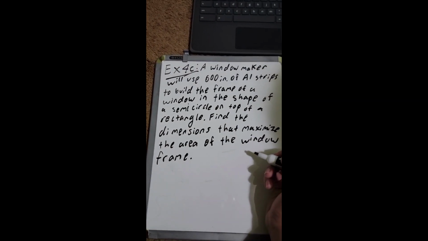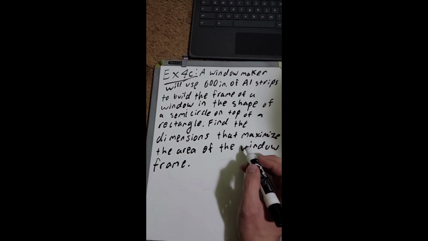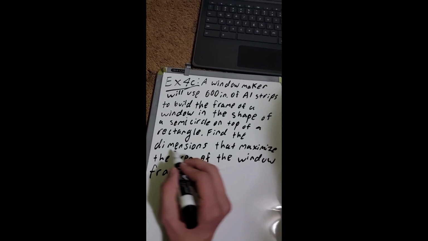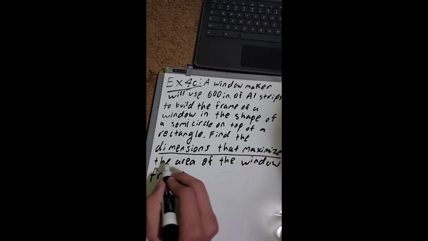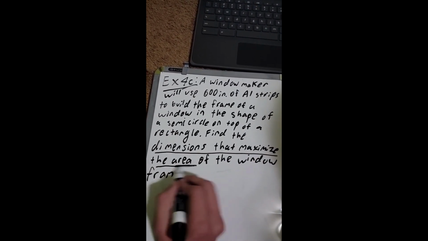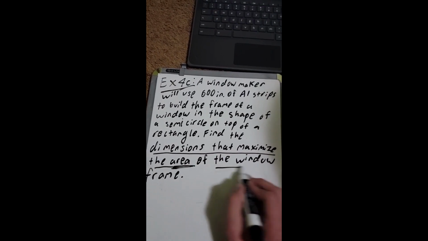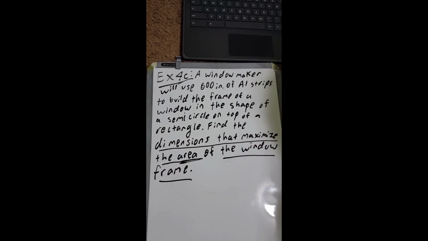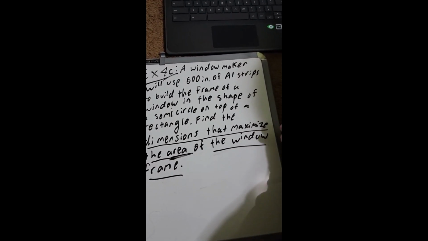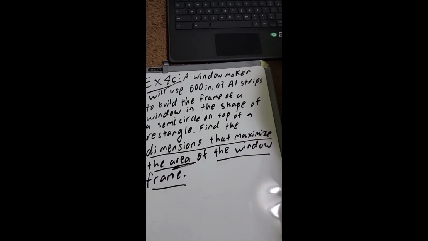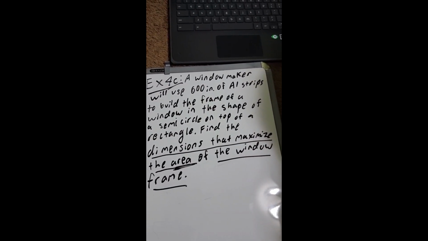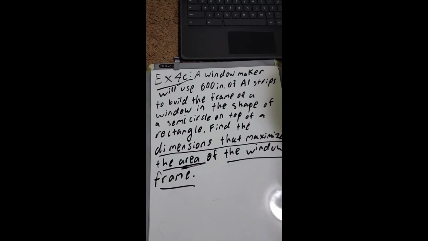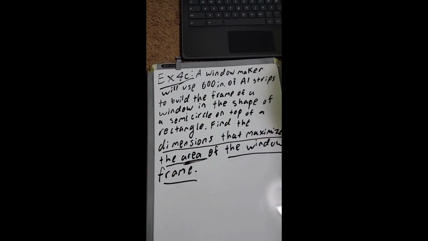So what it's asking you to find is the dimensions that maximize the area of the window frame. So right off the bat, I know that this is an optimization problem because of language like maximize, minimize, optimize, shortest, greatest, that kind of stuff is a hint that it's going to be an optimization problem.